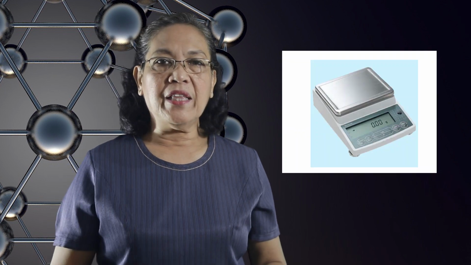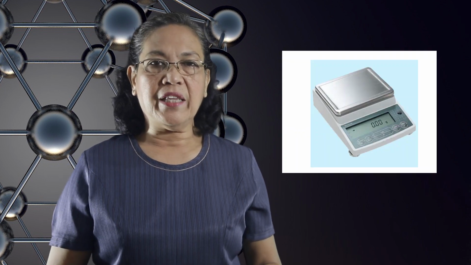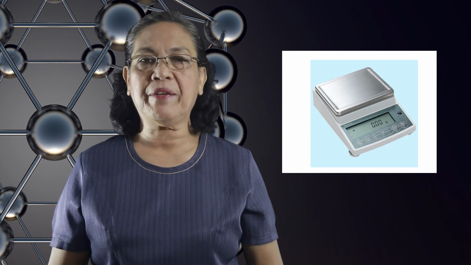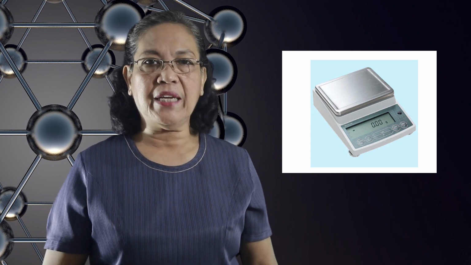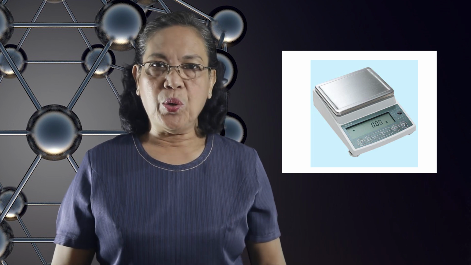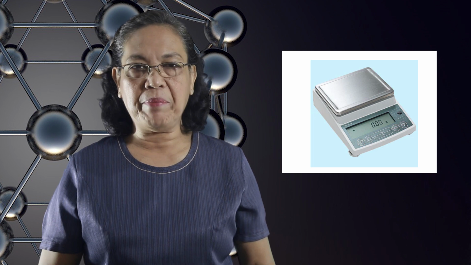And the last one, number 20, is the top loading balance. This is an apparatus that is used to measure or determine the weight or the mass of an object, and its accuracy is up to the thousandths place or the third decimal place.